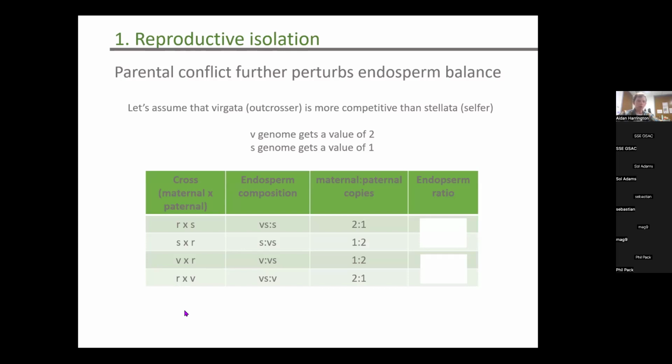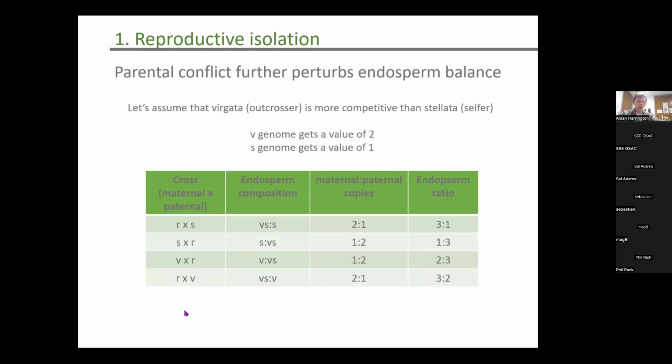So, if we have these maternal versus paternal copies of endosperm, or genome copies in the endosperm. And we just sort of arbitrarily say that because Virgata is an outcrosser, it gets a higher value for its genome than Stellata does. We can sort of adjust our endosperm ratios accordingly. So the 2-to-1 bias for the Rhomboidea x Stellata cross becomes, for example, a 3-to-1 bias because Rhomboidea carries the Virgata genome as well as the Stellata genome.